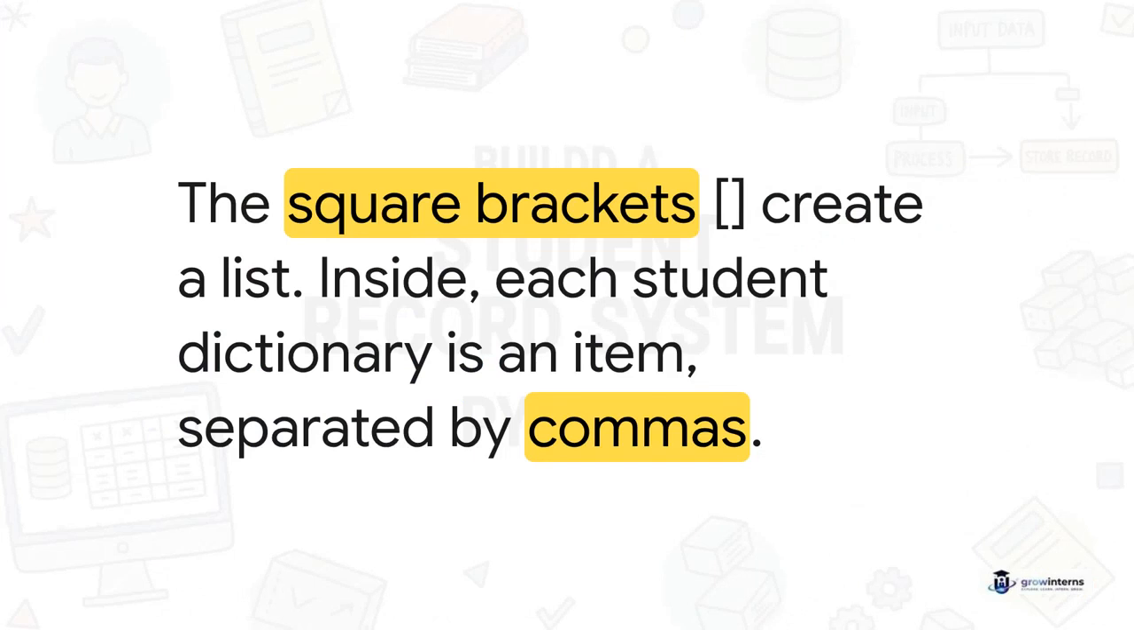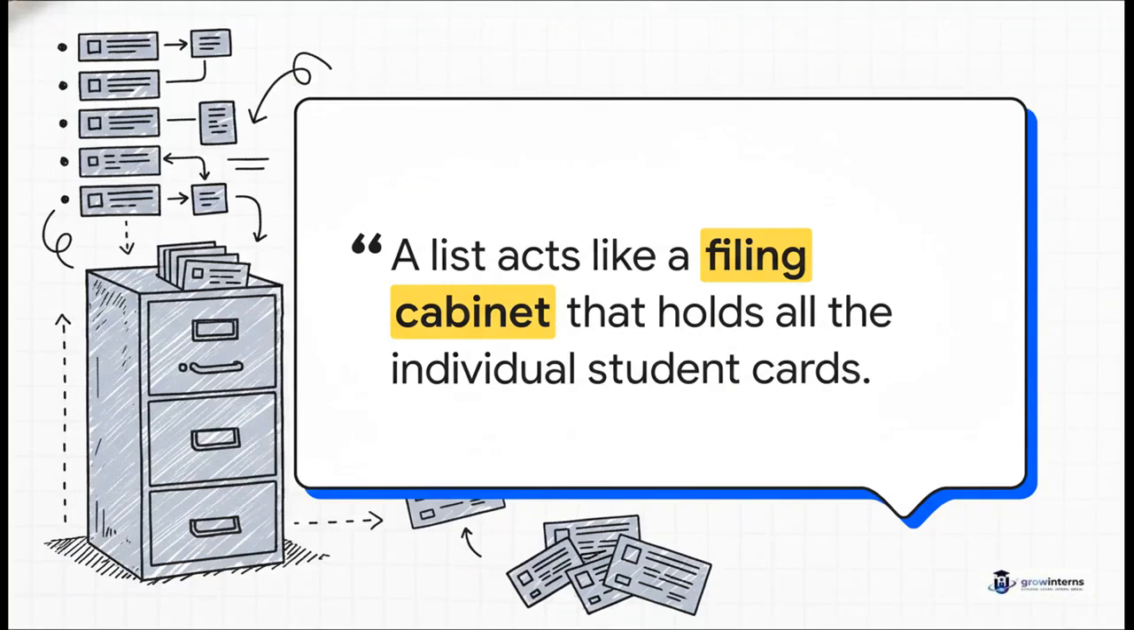And here's what it looks like. Those square brackets on the outside create our list. And inside that list, each student dictionary is just an item, separated by a comma. This structure lets us hold the entire class in one single organized place. So if a dictionary is the contact card, then a list is the filing cabinet. It's the container that keeps all of our individual records organized and in one place. And trust me, this two-part structure, a list of dictionaries, is incredibly common in programming.